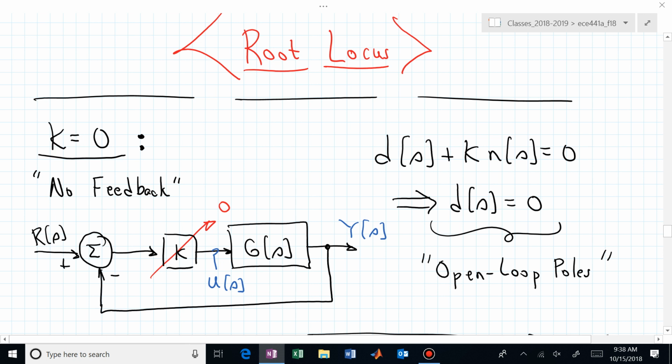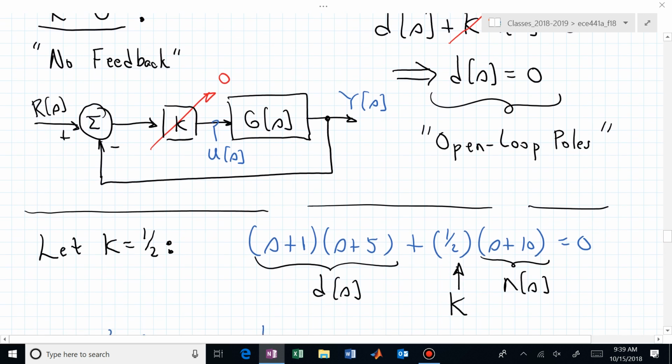Hopefully you can see that if I fix k equal to 0, if that's 0, I've annihilated the numerator factor as having any role in the roots of that closed loop pole polynomial. So my closed loop poles are actually my open loop poles because I don't have any feedback. K is equal to 0. So at k equal to 0, we're starting at the open loop poles with our locus. Our root locus is starting on the open loop poles.